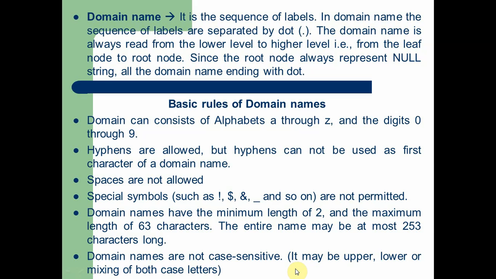Domain names have a minimum length of 2 and a maximum label length of 63 characters. The entire name may be at most 253 characters long. It means any label should have at least 2 characters, and the maximum number of characters for any label is 63. In the same way, the entire name must not exceed 253 characters. All the labels are connected by dots. Each and every label can extend up to 63, which is allowed, but when you calculate the full domain name, its length should not exceed 253 characters. So this is the rule.